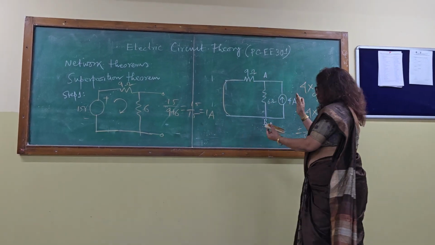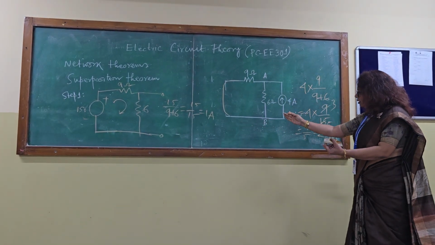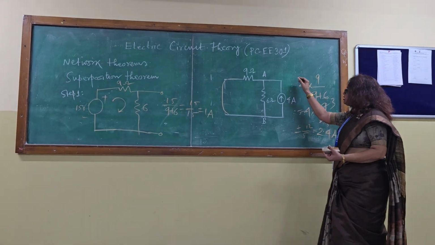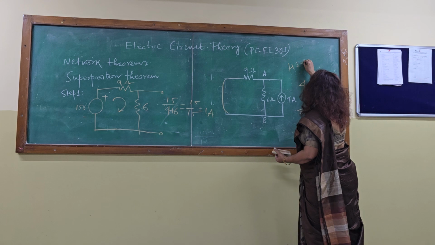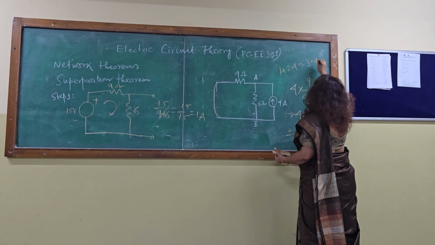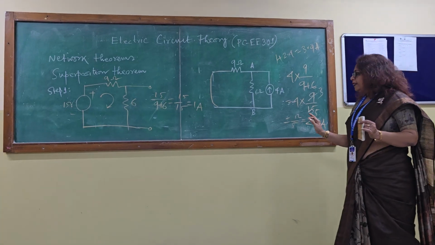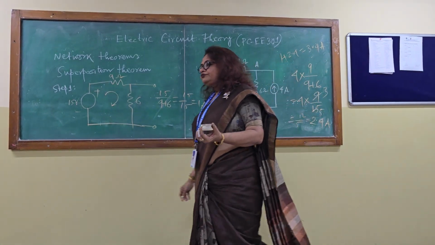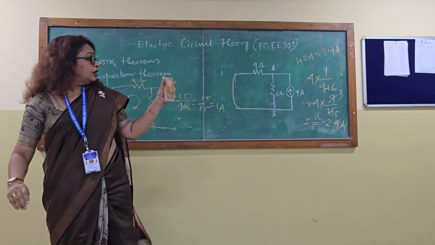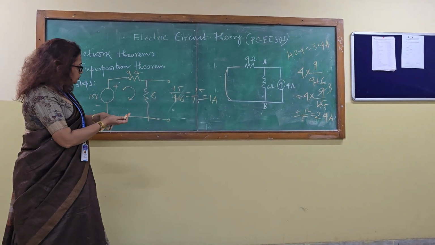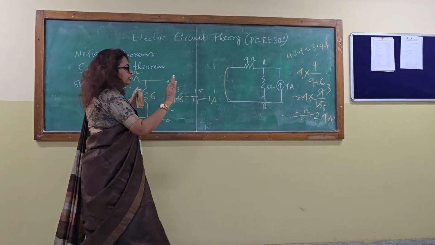So ultimately, what is the amount of current flowing through the 6 ohm branch? It will be 1 ampere plus 2.4 ampere, so the answer is 3.4 ampere. Is it clear? This example is only for a DC circuit. We have to do the solution in case of AC circuits also.